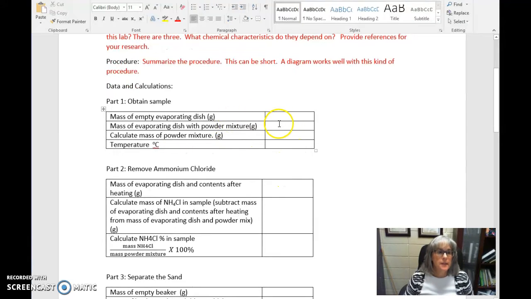The mass of the empty evaporating dish. Make sure that you write down all the digits that the balance gives you, including the zeros. The mass of the evaporating dish and the powdered mixture goes here. Then to calculate the mass of the powdered mixture, you can subtract these two, and that will give you the mass of the powdered mixture alone, and record the temperature.